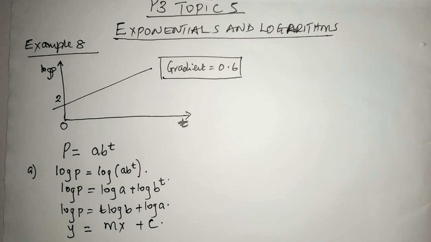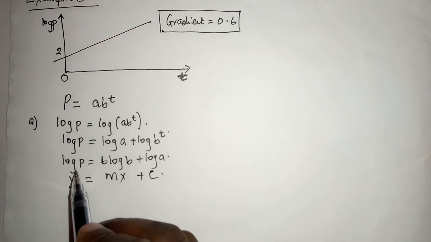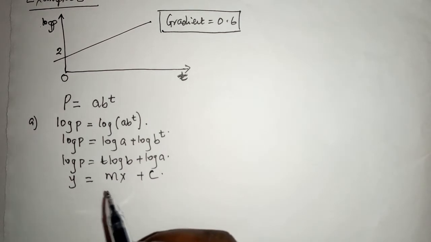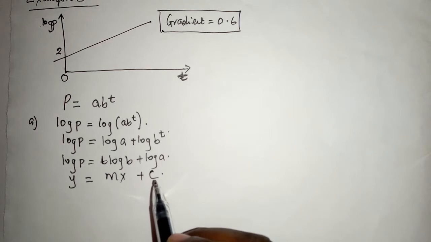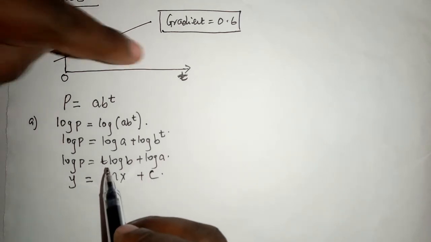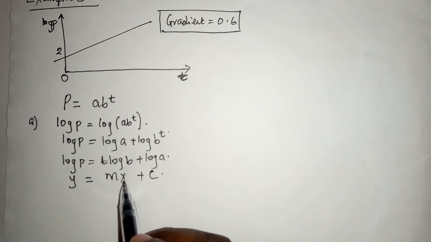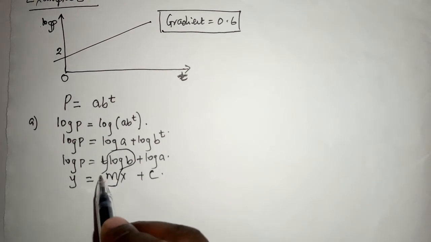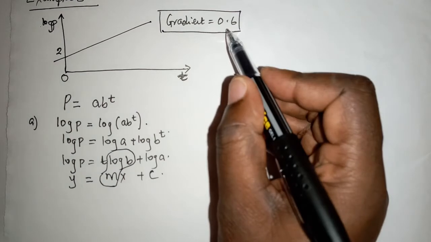And I want us to look at the whole arrangement and compare the two. When we talk about y, comparing with the log of P, which is on the y-axis, and when you talk about the c compared to the y-intercept, you can see that. And we are already told T was the other variable of time, which compares very well with the other variable of x. So ideally, the logarithm of B should actually be our gradient. And this gradient is already given here.